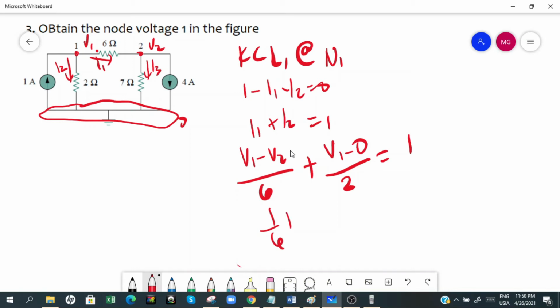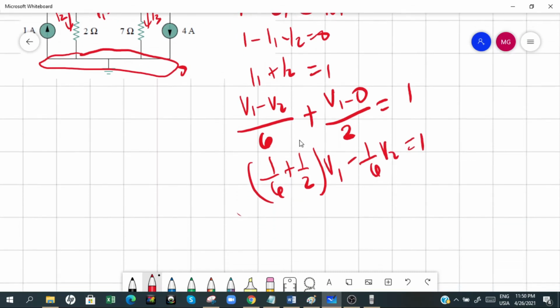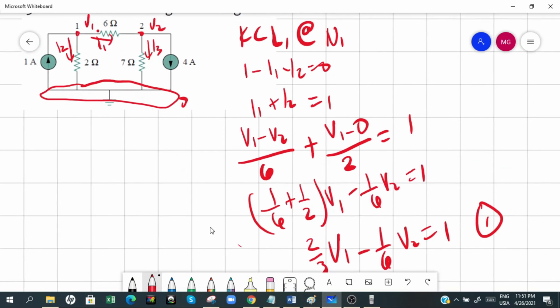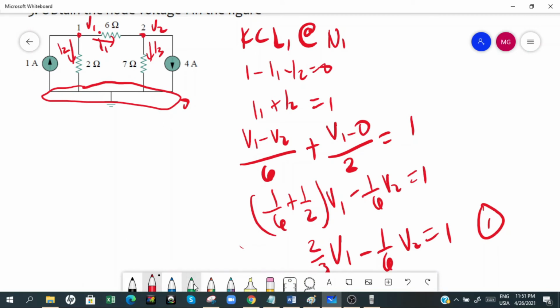Okay, so this one is 1/2, so 1/6 plus 1/2, that's both for V1. This one is minus 1/6 V2 which is equal to 1. Now combining these two, this becomes 4/6, or let's say 2/3. Okay, now 2/3 V1 minus 1/6 V2. This is our equation number 1. Doesn't matter if it has fractions. It's not yet a final answer, so it's okay.